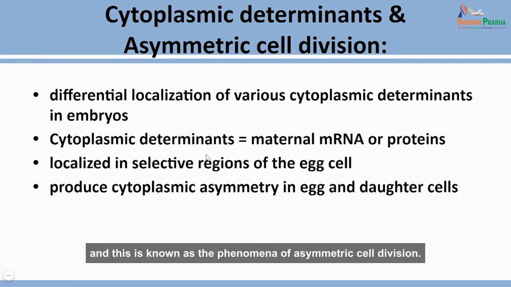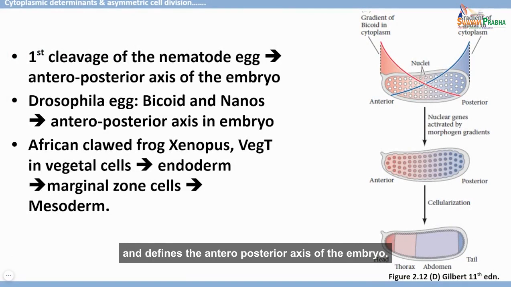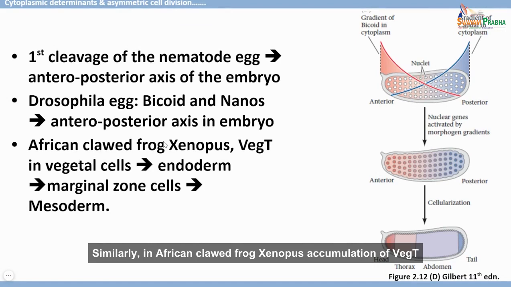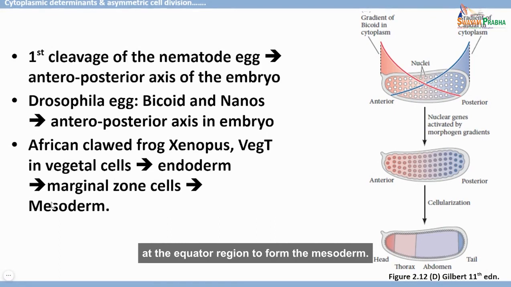This happens at the first cleavage of the nematode egg and defines the anterior-posterior axis of the embryo. Similarly, the germ cells of Drosophila are also specified by cytoplasmic determinants. As we studied earlier in morphogens, bicoid and nanos determine the anterior-posterior axis in the Drosophila embryo. Similarly, in the African clawed frog Xenopus, accumulation of VegT, which is again a cytoplasmic transcription factor in the vegetal cells, instructs the vegetal cells to become endoderm. And when they become endoderm, they further signal the marginal zone cells lying immediately above them at the equator region to form the mesoderm. So students, this is all about today's lecture.